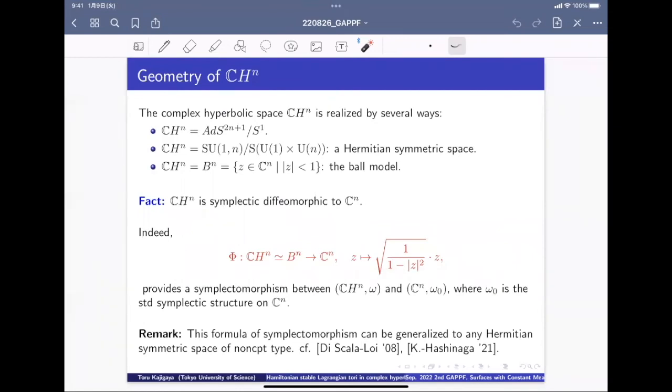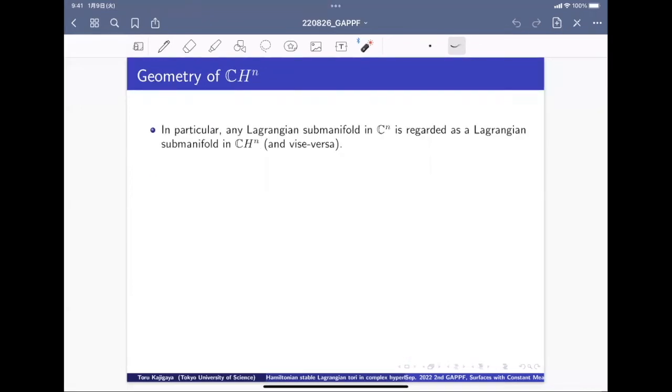In fact, we can generalize this map to any Hermitian symmetric space of non-compact type. And also, we can give a characterization of this map in the context of Hermitian symmetric spaces. Please refer to my recent paper. Anyway, because CH^n is symplectic diffeomorphic to C^n, any Lagrangian submanifold in C^n is regarded as a Lagrangian submanifold in CH^n.